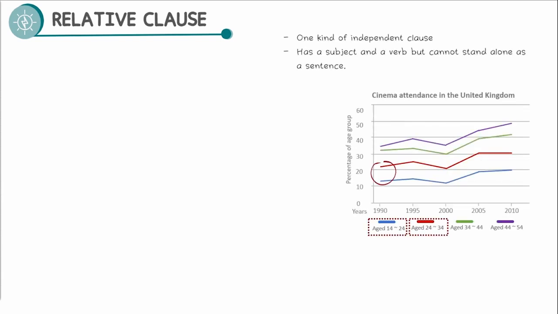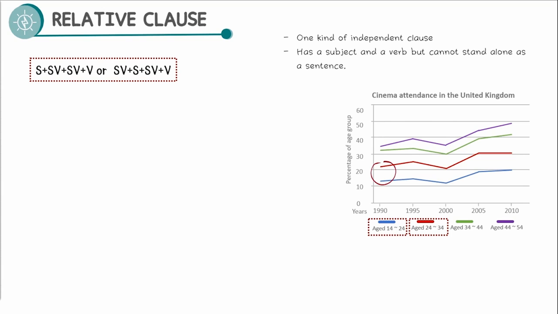Another way to ace in your report is to make use of relative clause in writing a report. A relative clause is one kind of dependent clause. It has a subject and verb, but cannot stand alone as a sentence. It is sometimes called an adjective clause because it functions like an adjective. It gives more information about the noun. So this is our pattern. S plus SV plus SV plus V. Or SV plus S plus SV plus V.